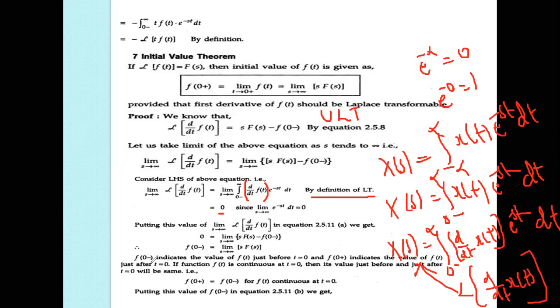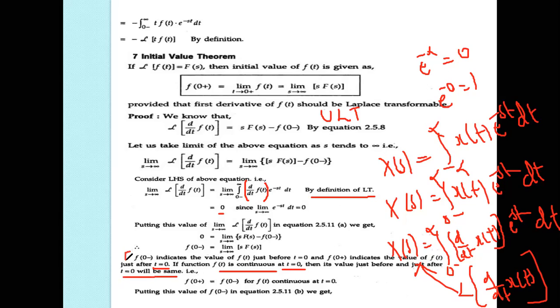Here they are explaining that f of 0 minus indicates the value of f of t just before t is equal to 0, and f of 0 plus indicates the value of f of t just after t is equal to 0. If the function is continuous at t equal to 0, then its value just before and just after t equal to 0 will be the same.